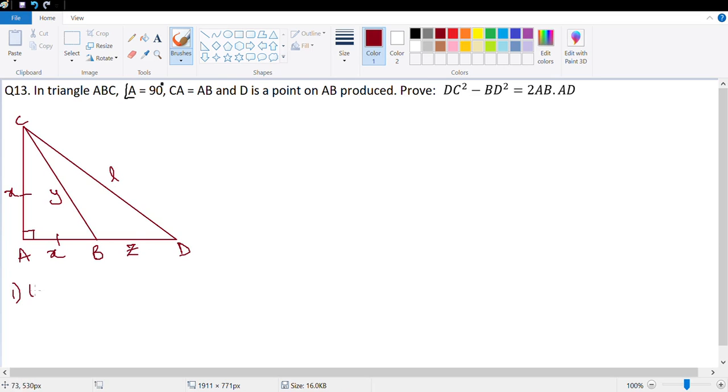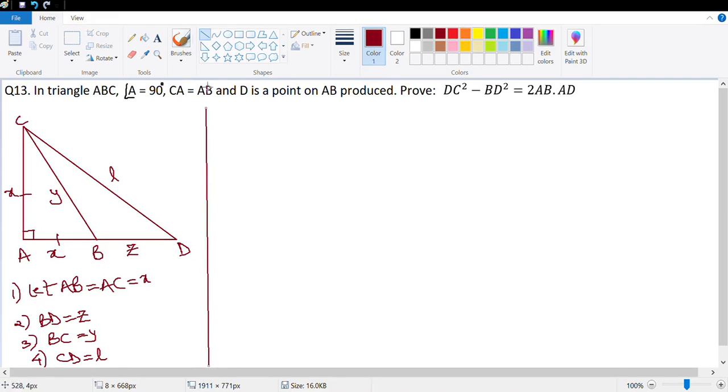Number 1. Let AB is equal to AC is equal to X. Number 2. BD is equal to Z. Number 3. BC is equal to Y. And number 4. CD is equal to L. Let's see how this helps us.